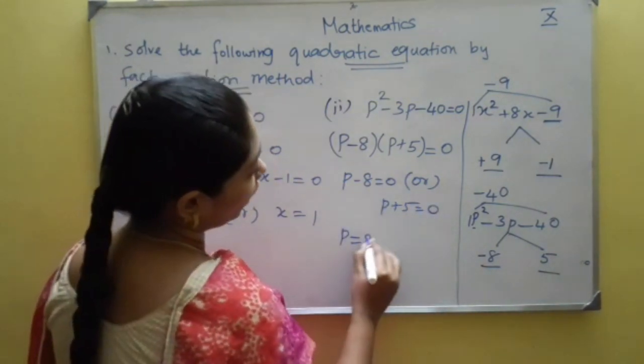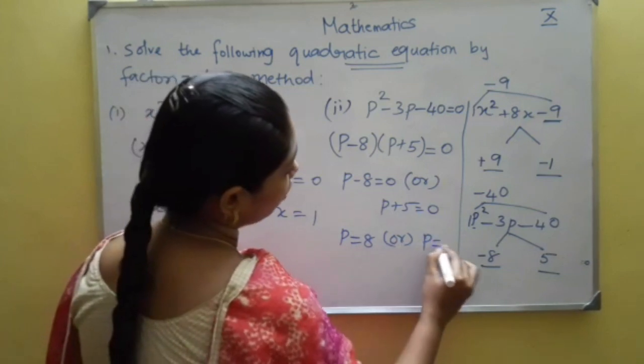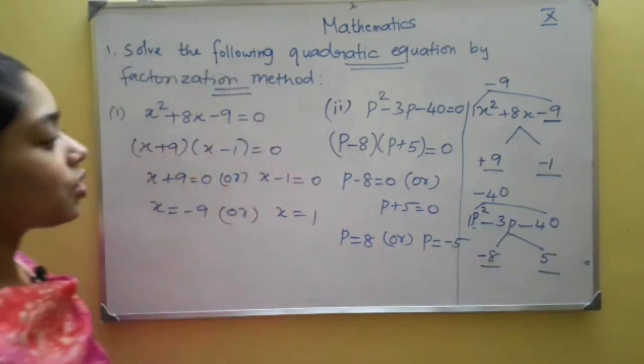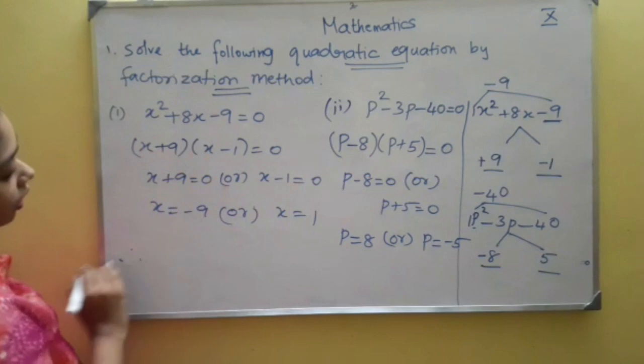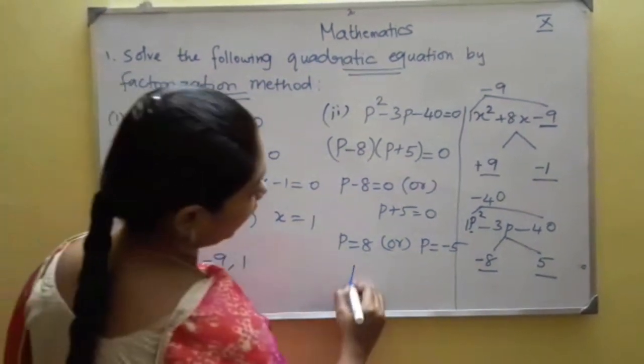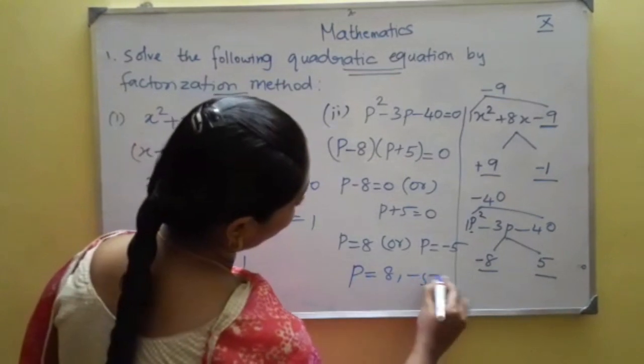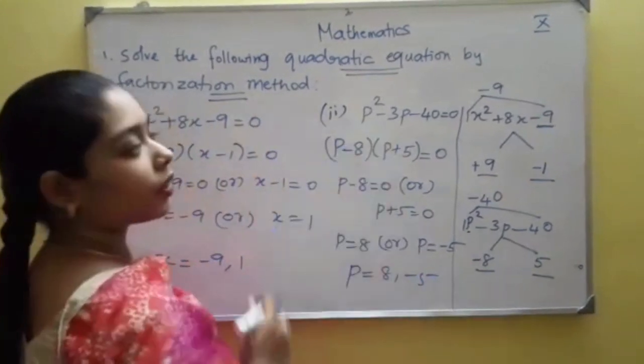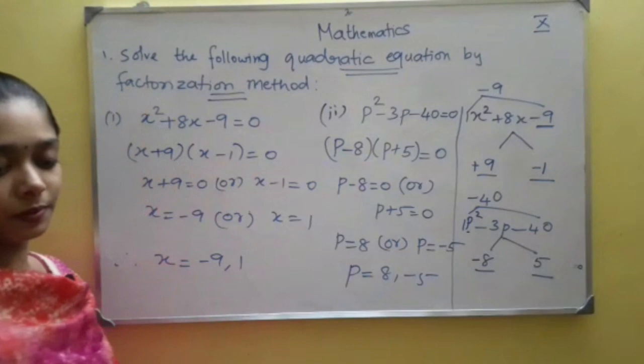Now p is equal to 8 or p is equal to minus 5. So anyways, you want to conclude your solution in two ways, no? Therefore, here x attains the value minus 9 and 1. Here p attains the value 8 comma minus 5. Therefore, two solutions for the given quadratic equation.